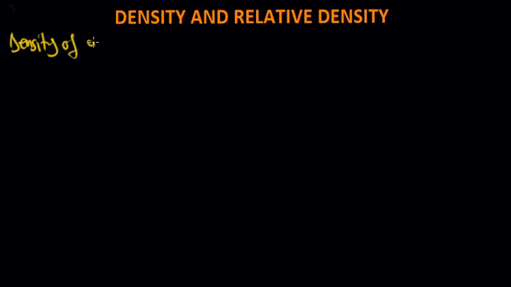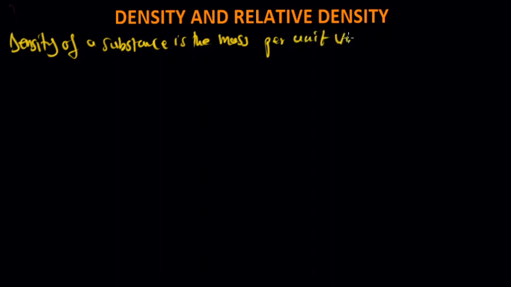The density of a substance is the mass per unit volume of the substance. Okay, so it is just finding the mass per unit volume.